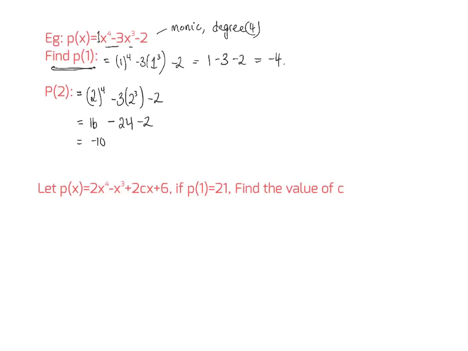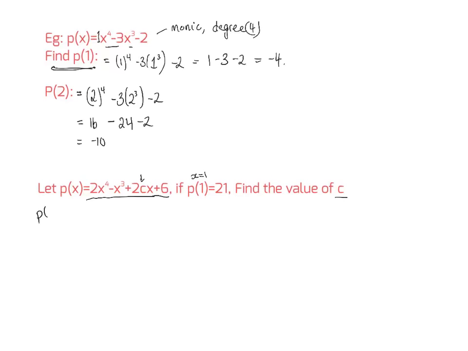So if they told me, let p of x equal this formula here, plus 6, and they're telling me that p of 1, so that's saying if x equals 1, this whole term will end up being 21. Now find the value of c. So we can see we have c in there.